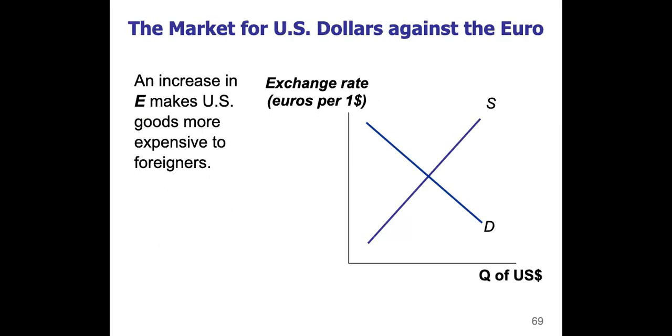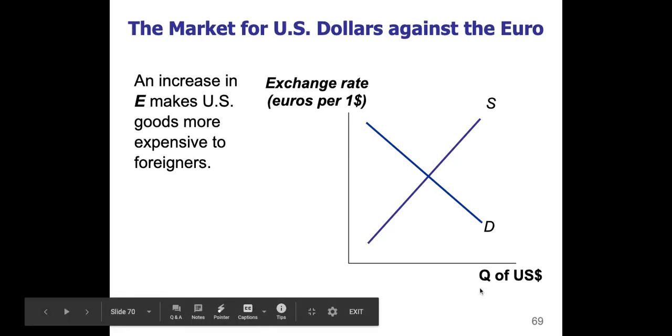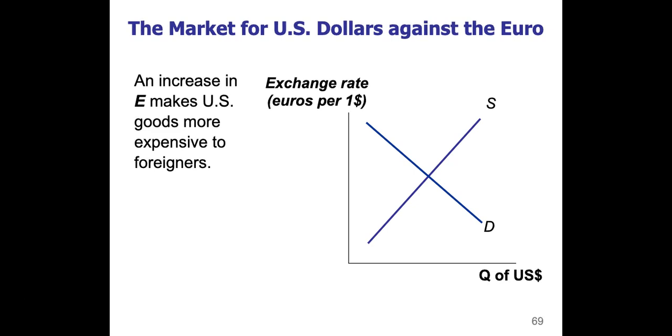Here on the right, you'll notice you have a graph. This is a graph of the US dollar against the euro. So down here in the right-hand corner, it says quantity of US dollars. The vertical axis is exchange rate, which is the price of the currency. In this case, how many euros it would take to purchase each US dollar. And then you have a typical supply and demand line.